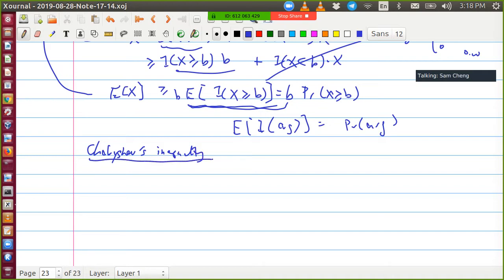So the Chebyshev inequality is saying that the probability of some random variable y, how far it is away from the mean, if the deviation or the difference is bigger than or equal to some positive number a, then this probability is less than the variance of y over a squared. So basically this is quite intuitive, right?